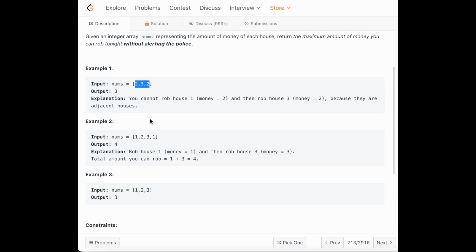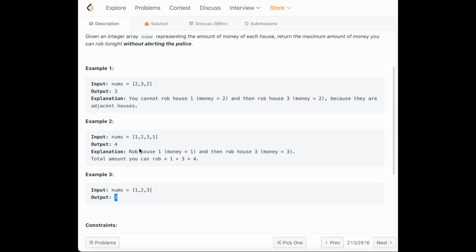The same goes for even the last example. There are only three houses. So whenever there are three houses, you have to pick the max amount of money from whichever house it is. That is going to be the answer. And so let's look at the second example. Here, 1, 2, 3, 1.